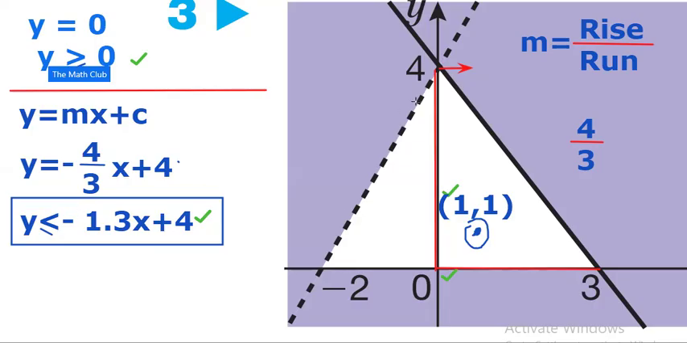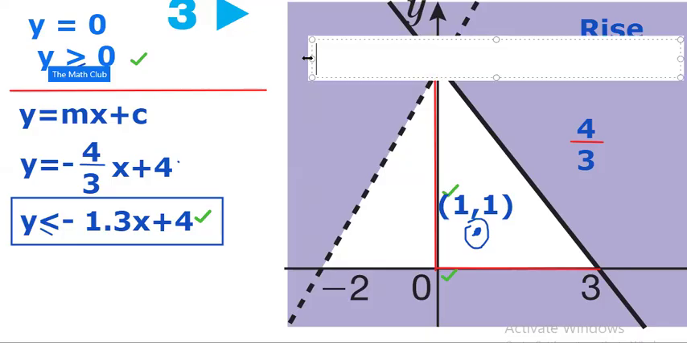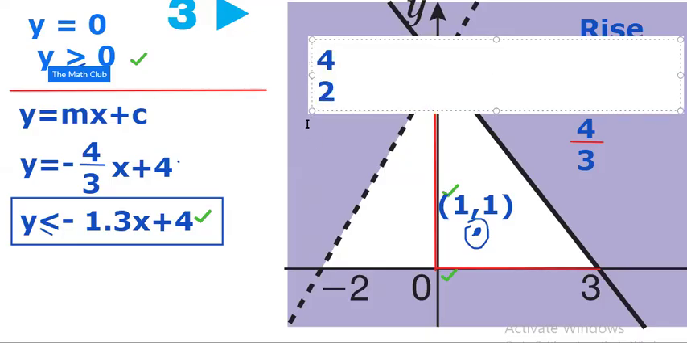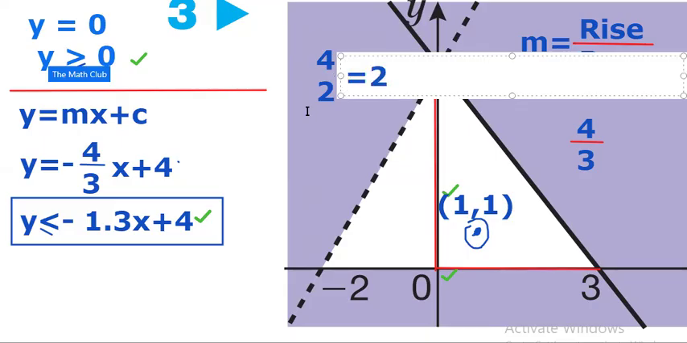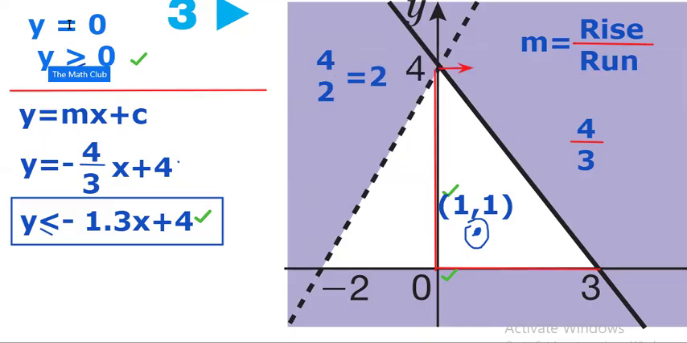Now, the last line, which is this one, I'm going to follow the same steps of rise and run and finding the y-intercept. Now, the y-intercept is 4. The gradient is rise over run. The rise is 4. The run is 2. So it's going to be 4 over 2. And it's going to be 2. So 4 over 2 equals 2. So our gradient here in this line is 2.